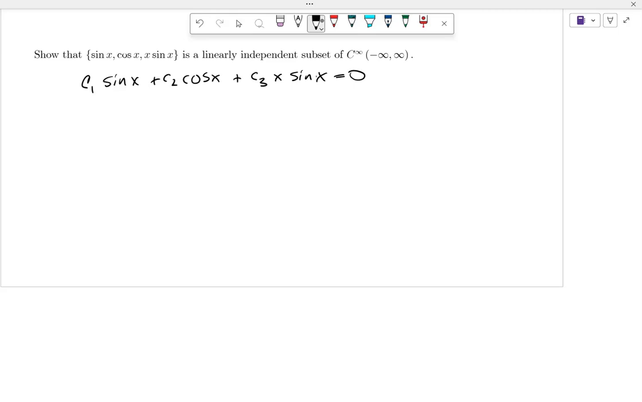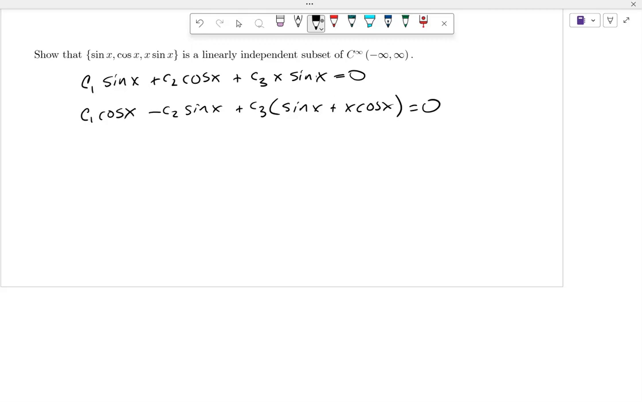Okay? So let's take the first derivative of each of these. If I differentiate both sides, I would get C1 cosine x minus C2 sine x. I didn't do myself any favors by putting in something with a product rule in here. That's okay. C3 times sine x plus x cosine x equals 0. That would still have to be true.